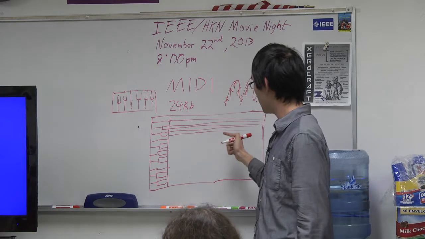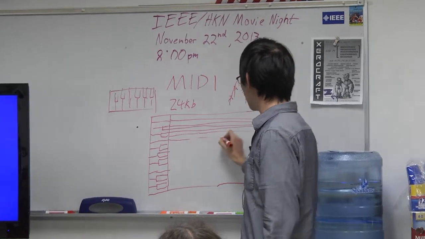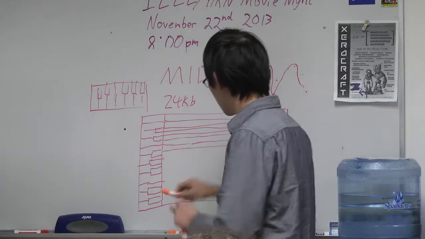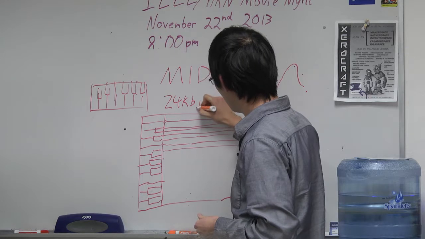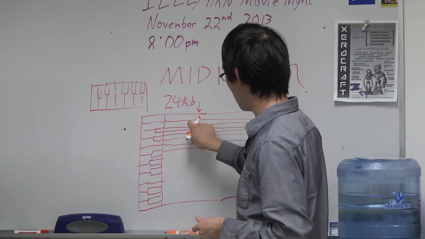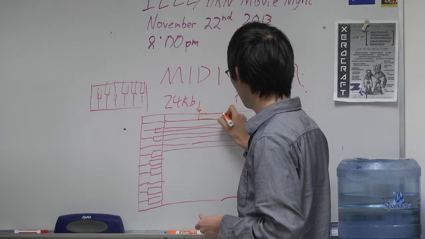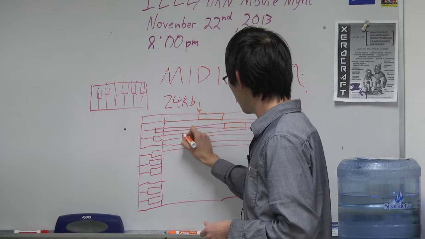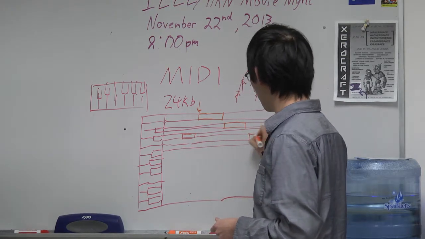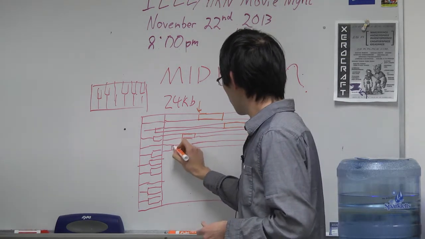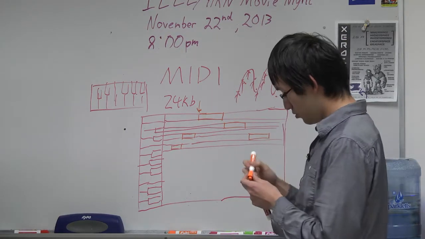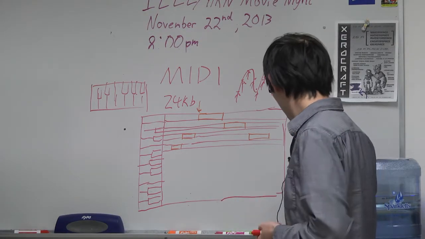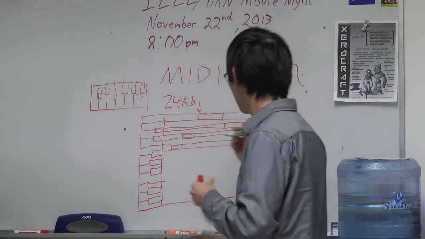So basically what MIDI does is it keeps track of the time, when a note gets started, and when the note ended. So MIDI will look something like this. Or I should say a MIDI track. Let's say the orange is one instrument, the violin, and you have a green one, that's the piano.